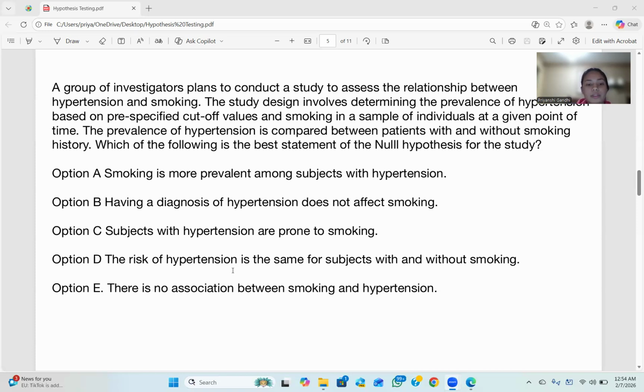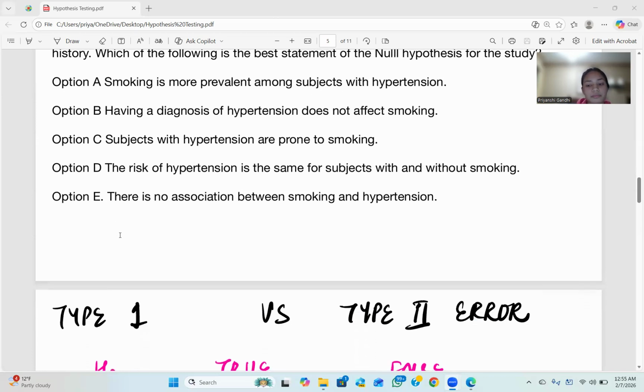So the answer to this question is there is no association between smoking and hypertension. If you really think about it, you will understand that the rest of the options kind of denote the results after the study is actually completed.